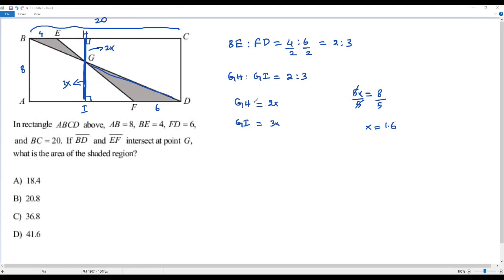Now to get the length of GH, I have to plug in this 1.6 for x over here. When I do so, I am getting 2 times 1.6. 2 times 1.6 is 3.2. So 3.2 is the height of the first triangle. Let me write over here. And now to get the height of the second triangle GI, I have to plug in this 1.6 for x over here. Then I'm getting 3 times 1.6. 3 times 1.6 is 4.8. So the height of the second triangle, that is the length of this GI, is 4.8. Here for both the triangles, the base and height are clearly known.